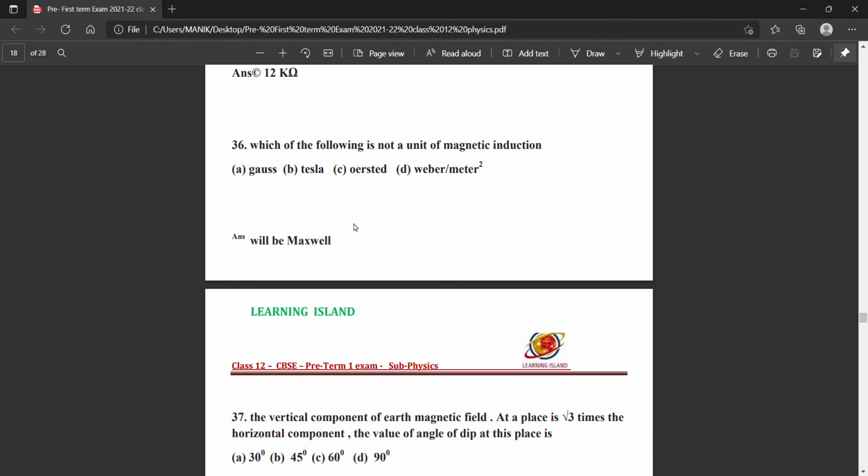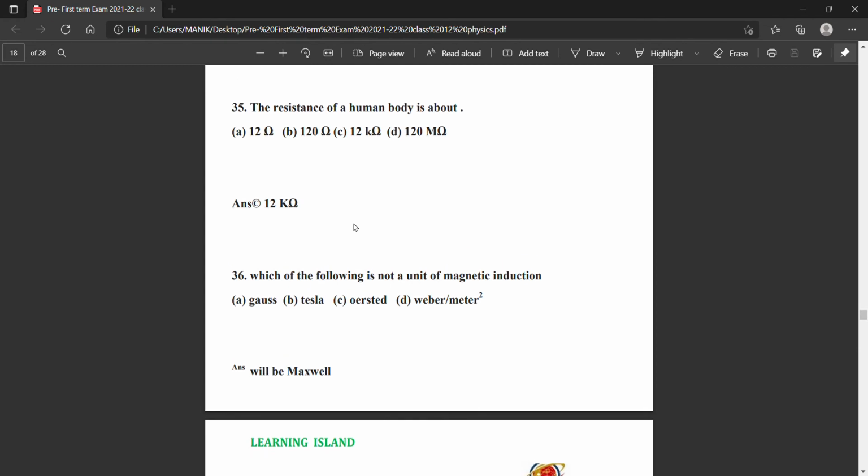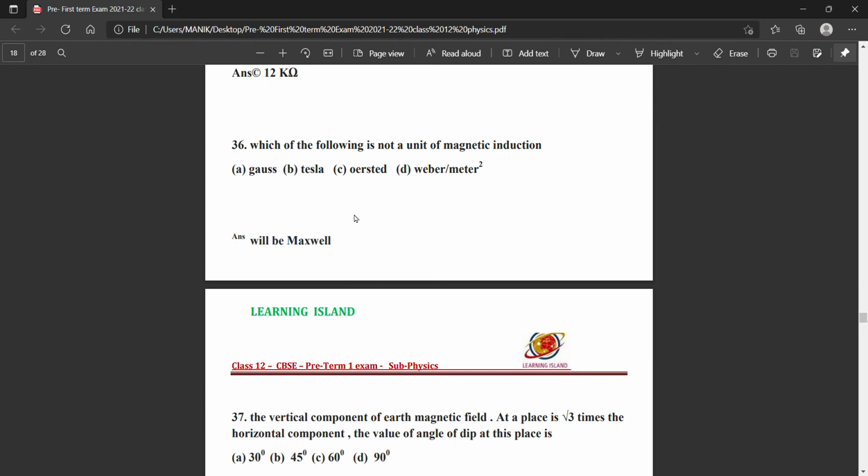Question number 36. In question 35, the answer is option C, 12 kilo ohm. Question number 36. Which of the following is not a unit of magnetic induction? Here all options seem to be units of magnetic induction. So you can say the answer may be the gauge, but this question is a bit confusing. So let us hold this question. I will discuss this with you later on.